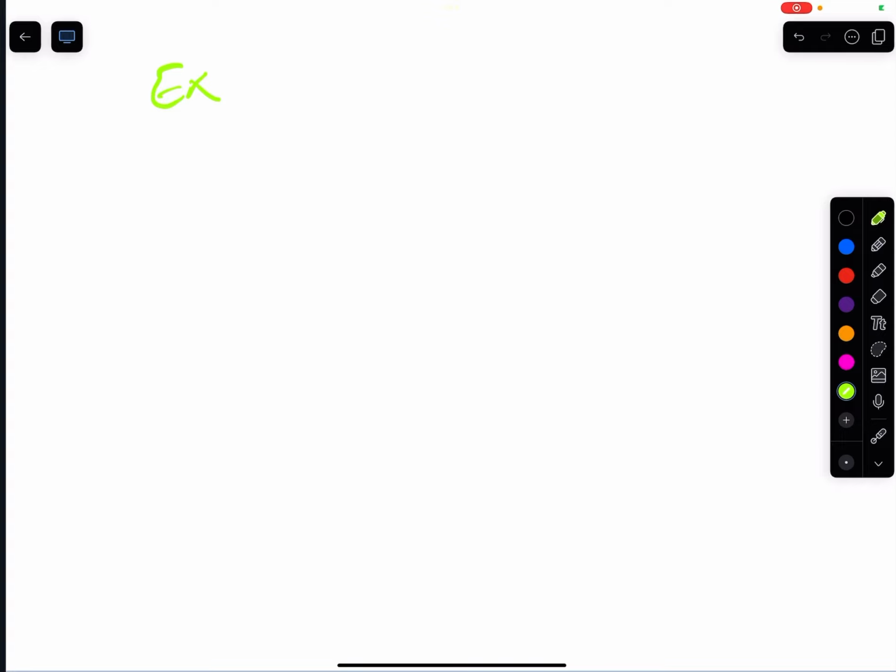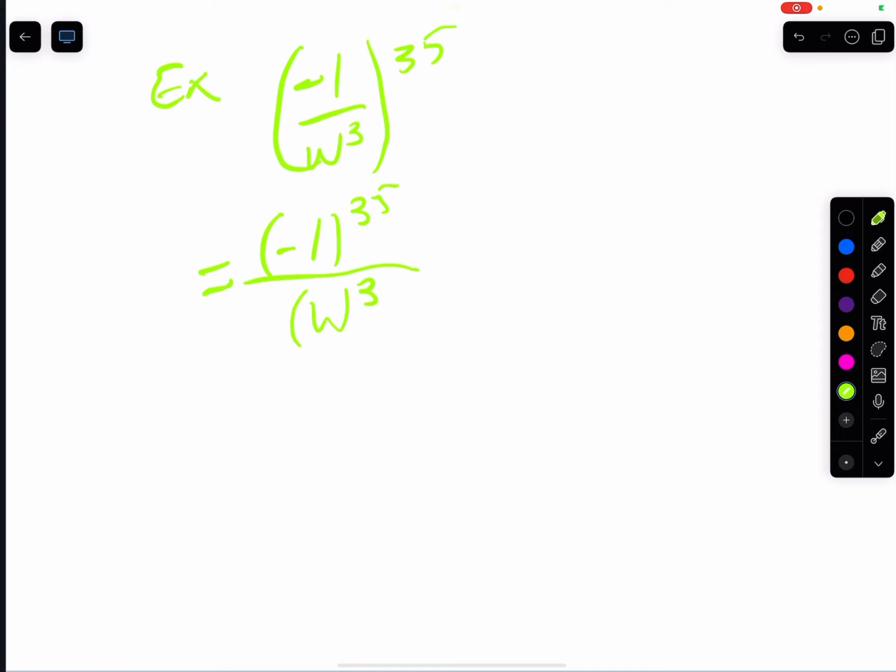Let's imagine that we have negative 1 over w to the 3rd power, all raised to the 35th power. Well, the power of a quotient rule of exponents tells us that that power, 35 here, can then come inside those parentheses to give us negative 1 to the 35th power over w cubed to the 35th power.